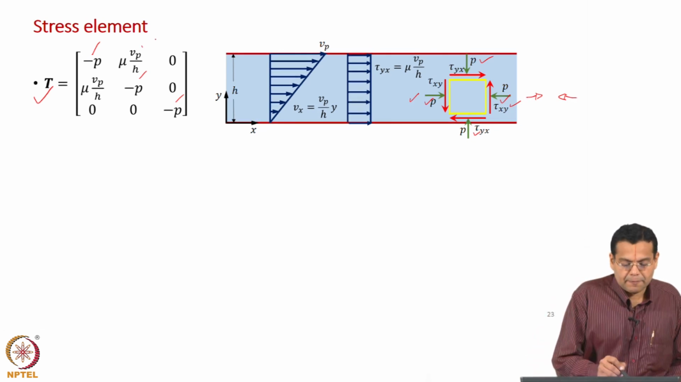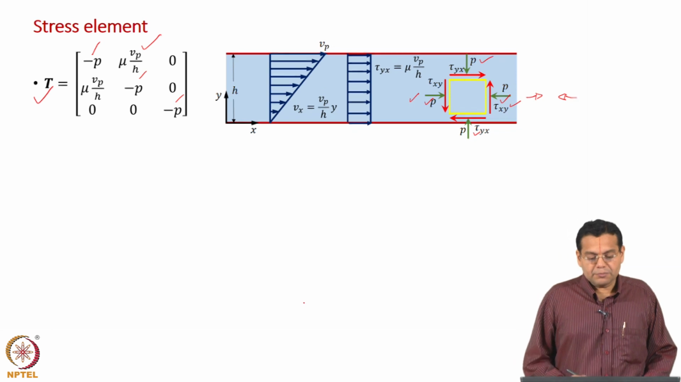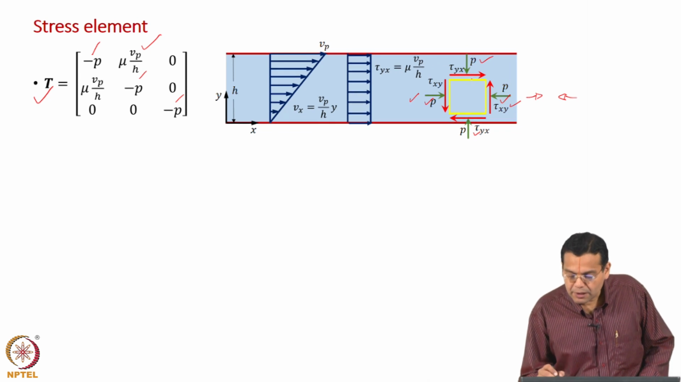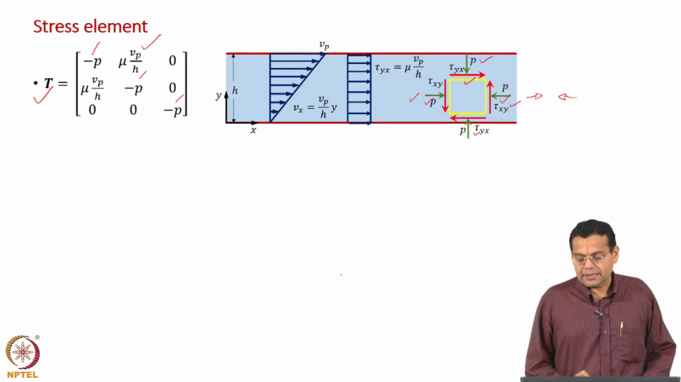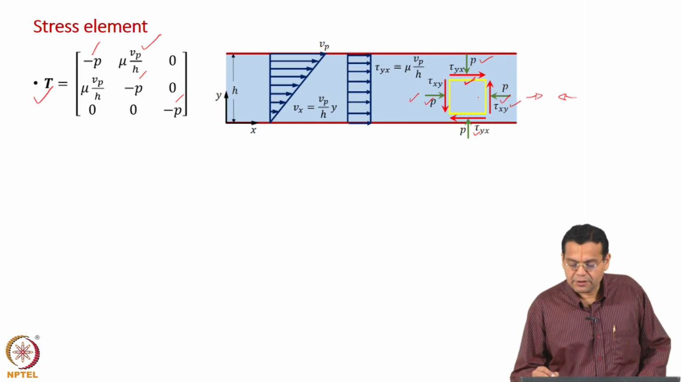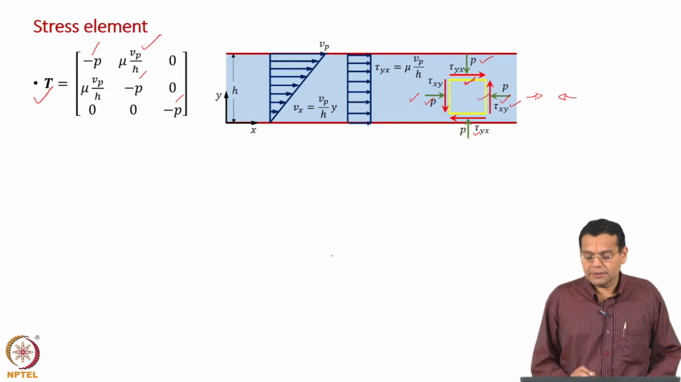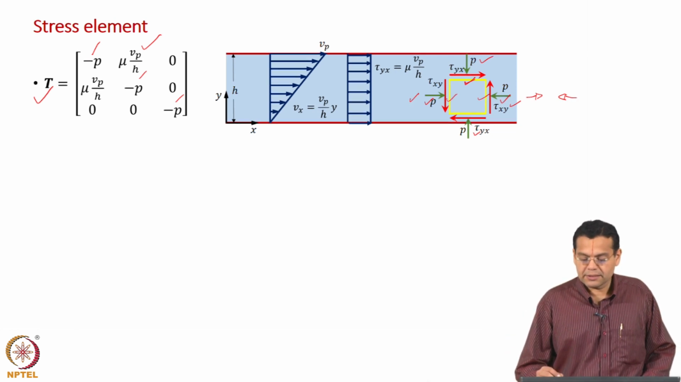Now, coming to the shear stress components, this is positive; mu, V p, h are all constants and it is positive as well. So, on a positive face, the force should be along the positive direction. If you take this face, the normal to the face is along the positive y axis, so the force is along the positive x axis. For this face the normal is towards the positive x axis and the force is along the positive y axis. Similarly for these forces as well.